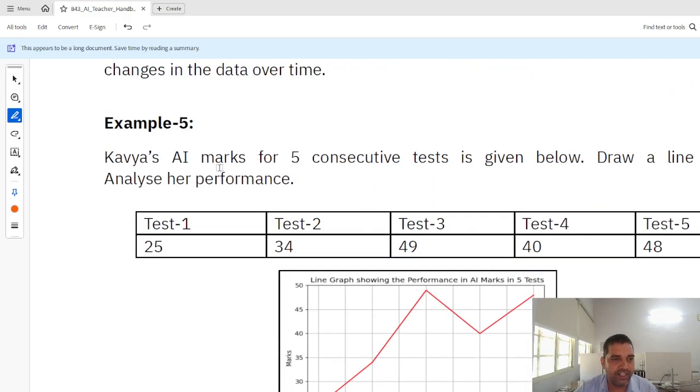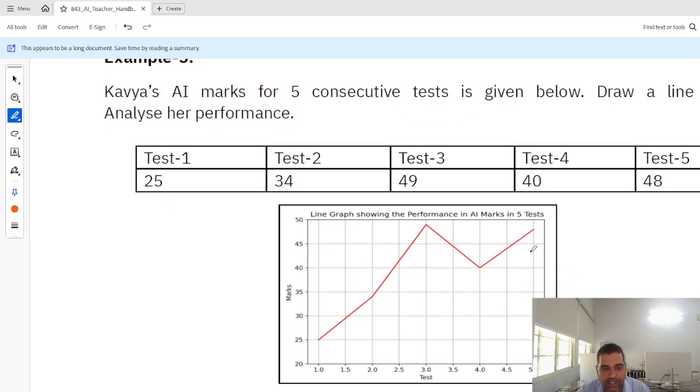So here you can see Kavya's AI marks for 5 consecutive tests that Kavya has given, plotted as a line graph. At the beginning Kavya was improving. Till the third test she improved, and after the third test again it went down, and after the fourth test again she improved in the fifth test. So that is the performance. You can see she is increasing in test 1, test 2, test 3, and in test 4 the number is down. In test 5 it increased again, improvement is there. So like this from the graph we can understand.